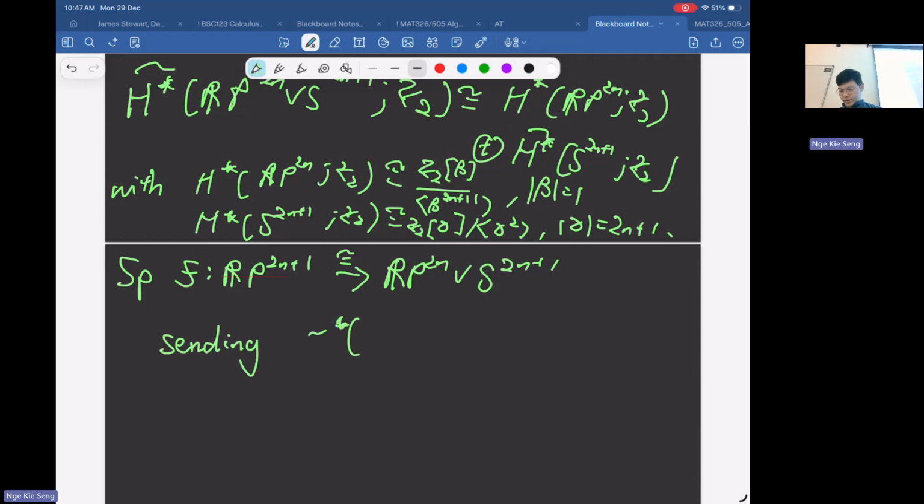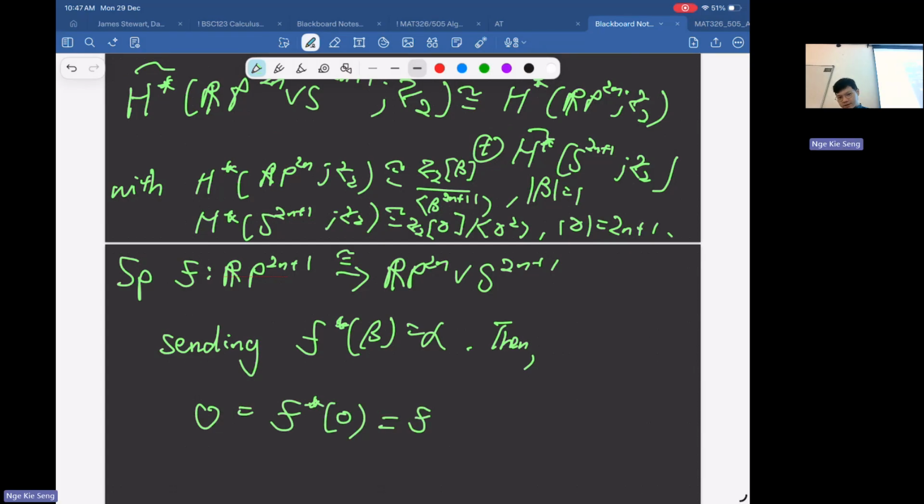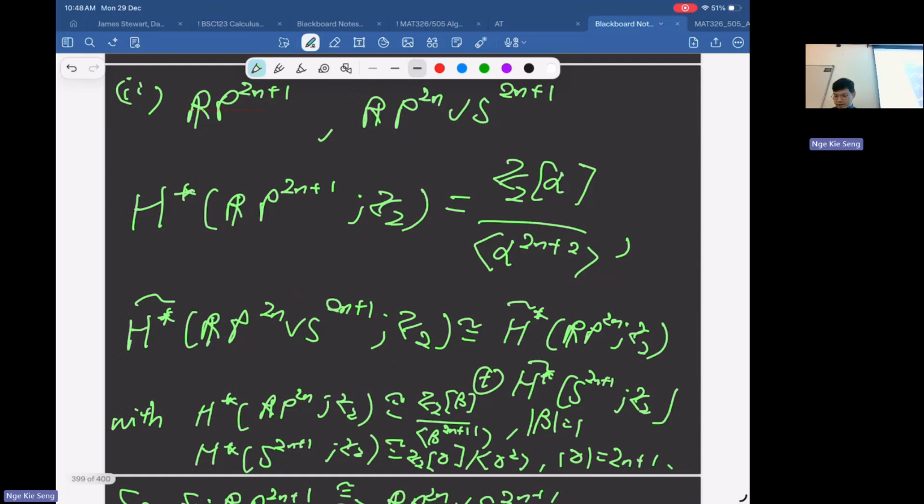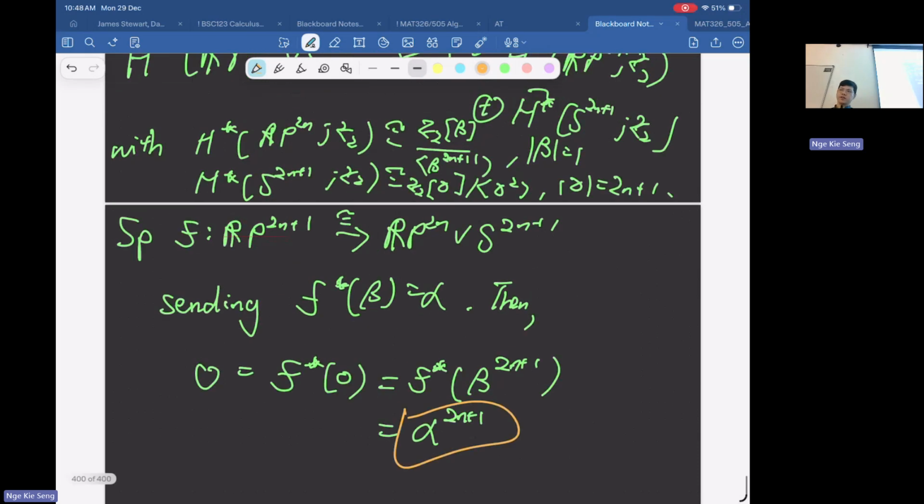Sending x star b to alpha. Okay, so what do we get here? Then if you check 0 here, which is f star of 0, but on the b side, we know when b can get to 0, which is 2n plus 1. But if you apply this isomorphism, your alpha 2n plus 1 is 0, but your alpha only gets to 0 when power is 2n plus 2. Okay, too early already. Too early to go to 0. No contradiction. Okay, does it make sense?